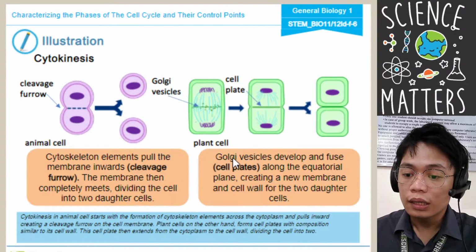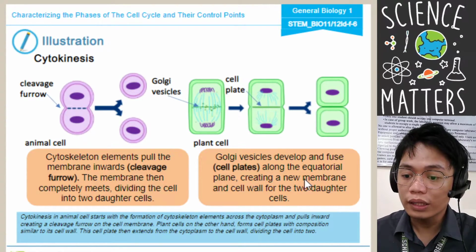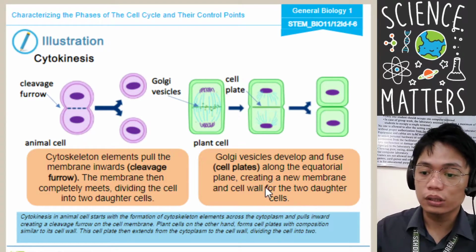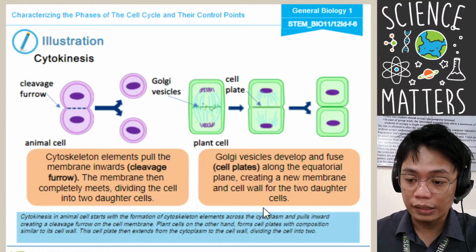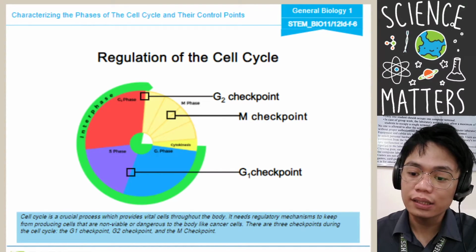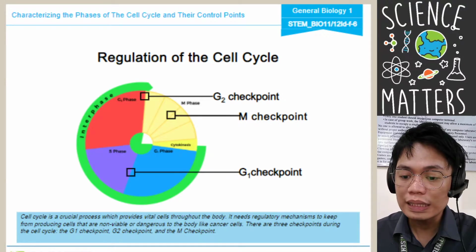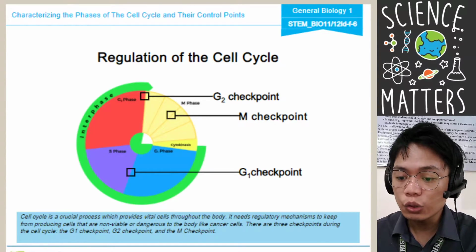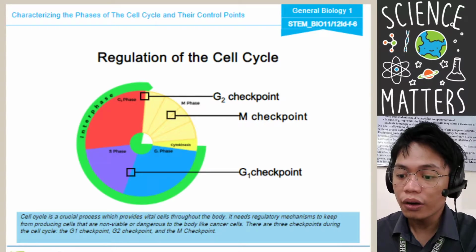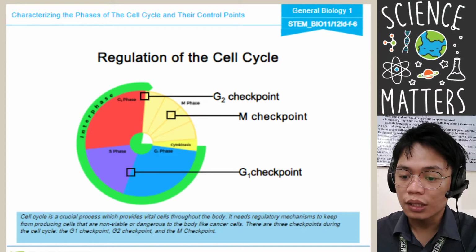Okay? So, the Golgi vesicles develop and fuse along the equatorial plane, creating a new membrane and cell wall for the two daughter cells. So that is the cell plate. Okay? The cell cycle is a crucial process which provides vital cells throughout the body. It needs regulatory mechanisms to keep from producing cells that are not viable or dangerous to the body, like cancer cells. There are three checkpoints during the cell cycle: the G1 checkpoint, the G2 checkpoint, and the M checkpoint.